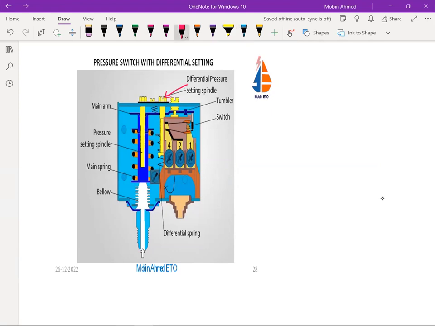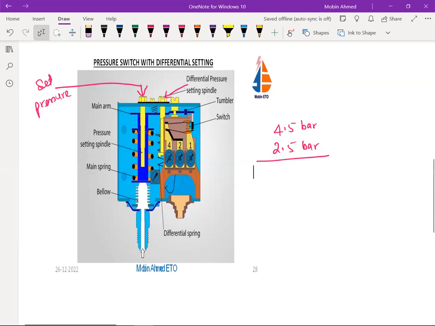Okay, this is the knob, and the second knob is this one. This is the set pressure. So we are going to have a differential pressure and there is a set pressure. Now as I have written there, you can see 4.5 bar and 2.5 bar. Now, sometimes you are going to see this in the differential pressure switch.